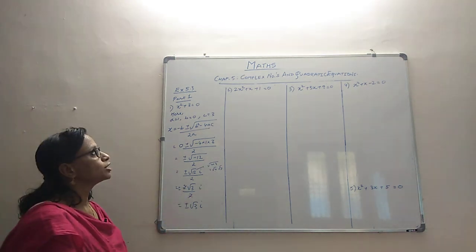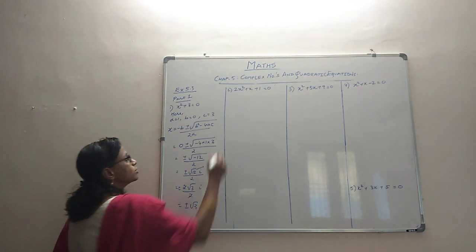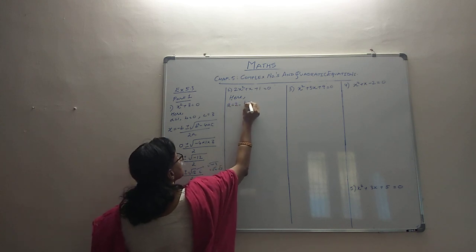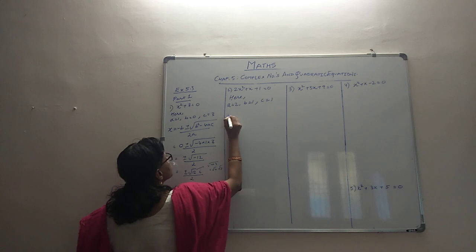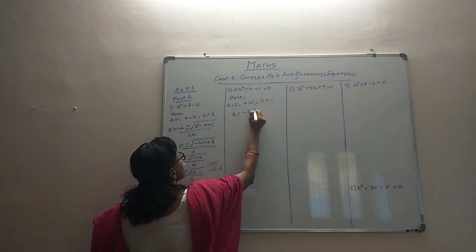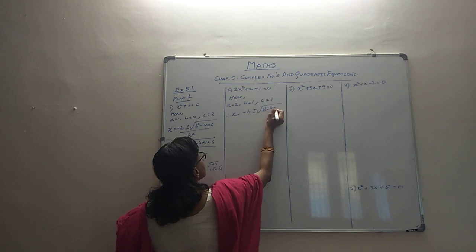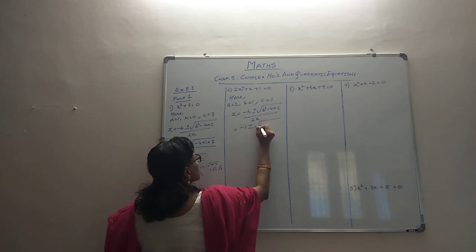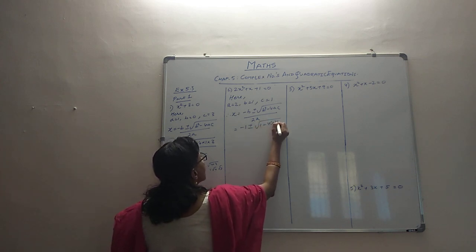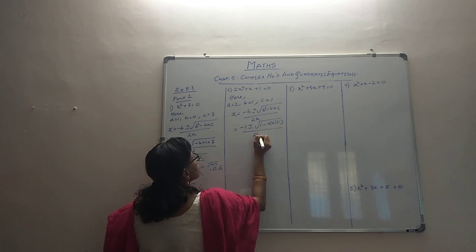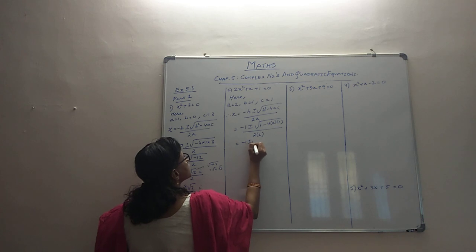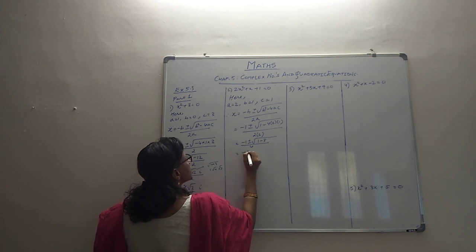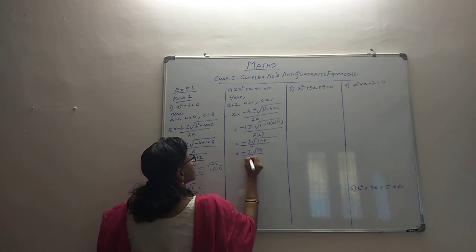Quickly move to the next problem: 2x² + x + 1 = 0. Here also we look out for these parameters. Here a is 2, b is 1 and c is also 1. So how do we get the solution? Minus b plus or minus root of b² - 4ac by 2a. Minus b for us is minus 1, plus or minus root of b squared, which is 1, minus 4, a is 2 and c is 1, by 2 into 2. So minus 1 plus or minus root of 1 minus 8 by 4. Quite simple: minus 1 plus or minus root of minus 7 by 4.